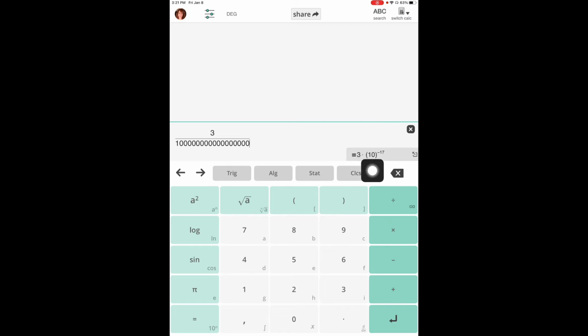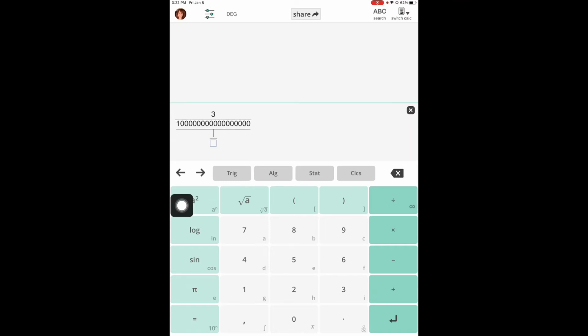3 times 10 to the negative 17. That means move the decimal 17 places to the left. Essentially, what is this value? If we round it, we would round it to 0. It's 0.000000003. Okay, so it's essentially 0. So what happens as x in the denominator gets really large is that this fraction becomes 0.